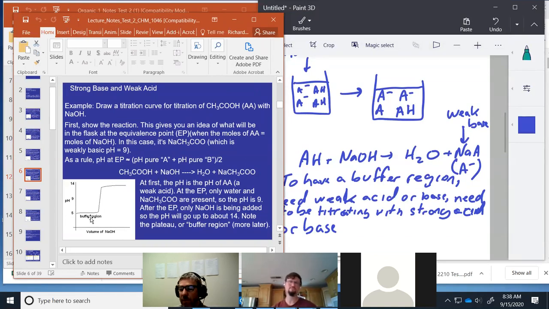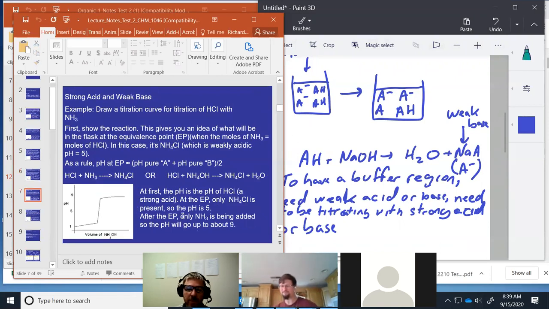So that's how you'll know. I mean, quick and dirty, because of the definition of the buffer is that it resists changes in pH upon addition of strong acid or base. So you have to be adding a strong acid or base in order to get a buffer region to occur. Now, you don't have to completely understand that now because I will talk more about buffers later, but that just gives you an idea of how to tell if we're going to have a buffer region or not. It's a very, very quick and easy method to determine that.